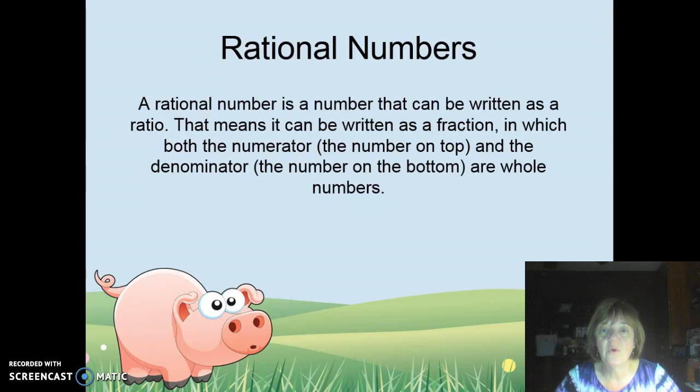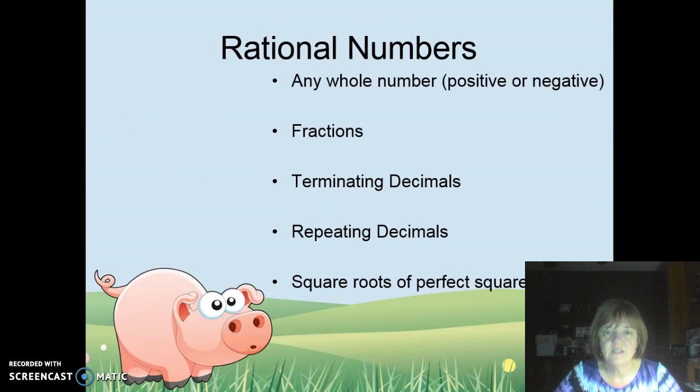It's a fraction where the numerator, which is our top number, and the denominator, which is our basement number, are both whole numbers. Now, you probably haven't given that a whole lot of thought before. But let's talk about what kind of numbers are rational. Any whole number, could be positive or negative. Fractions, like I said before. Terminating decimals.